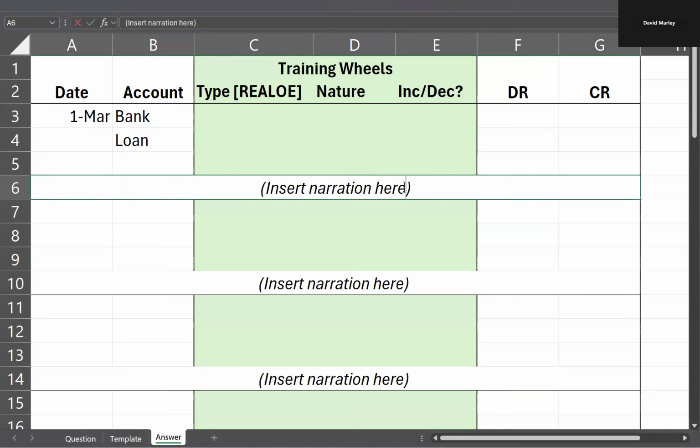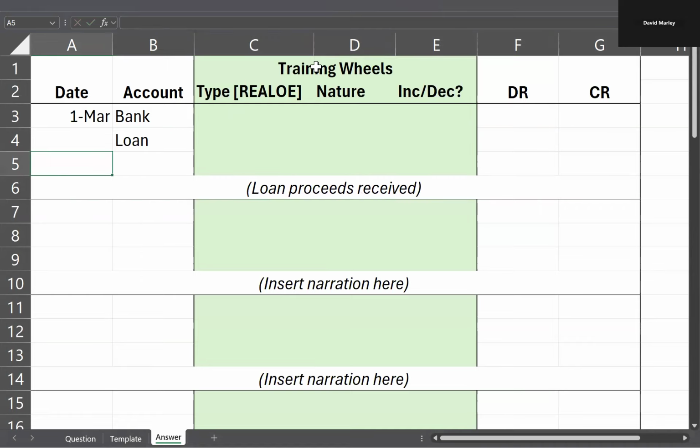And then you can do your narrations before doing all the other bits. So I'll just say something like loan proceeds received. Don't overthink the narrations. As long as someone who's reading it that's not an accountant can understand the point of the journal, then you've done the right thing.